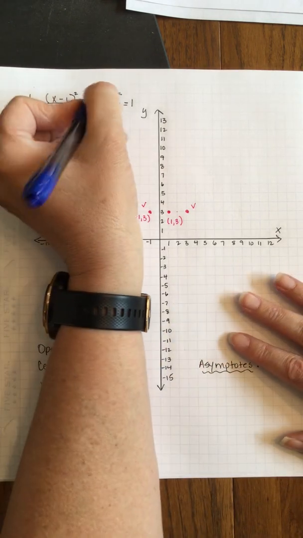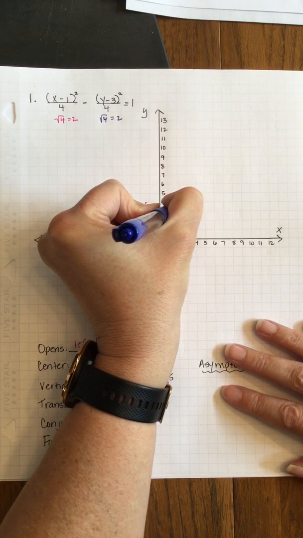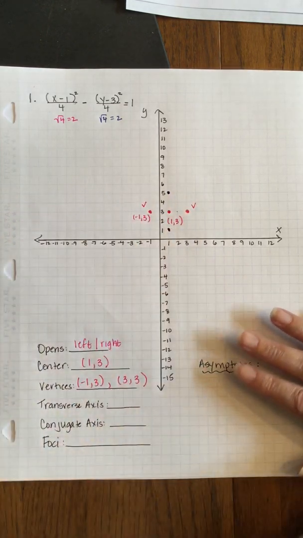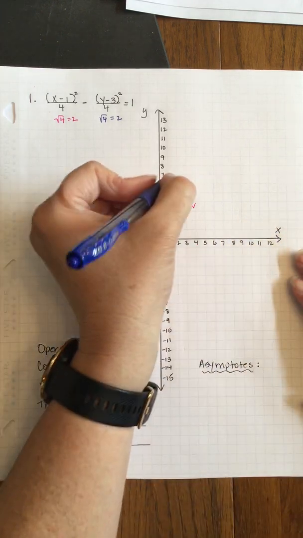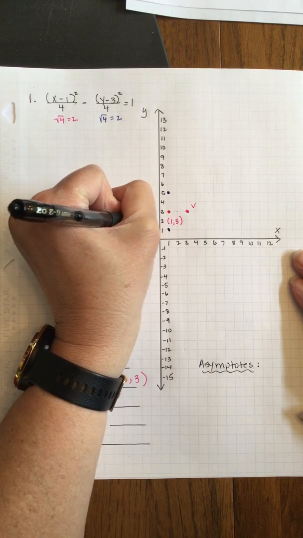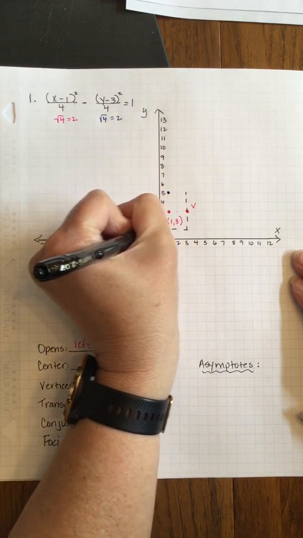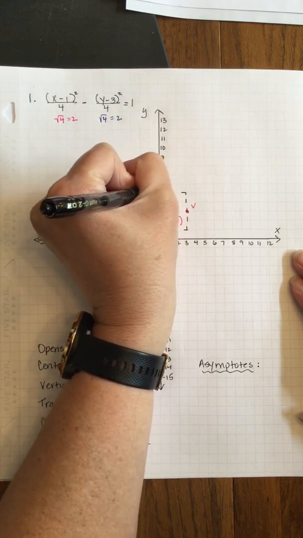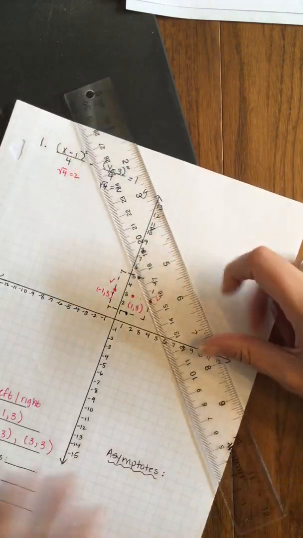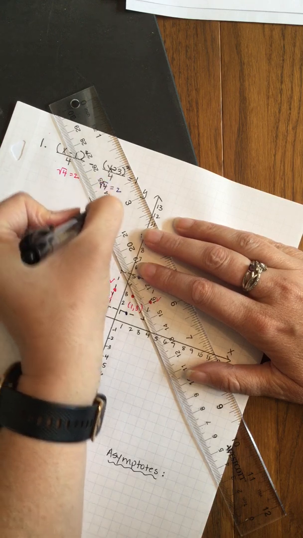Next, I'm going to look at the y fraction. The y fraction is 4, so the square root of 4 is 2. So I'm going to take my center and count up 2 and plot a point, and count down 2 and plot a point. Now, these points represent the midpoints of my rectangle. So I am going to draw a rectangle at this point. Then I'm going to take my ruler and draw my diagonals. Make sure I connect these. And these are going to be my asymptotes.